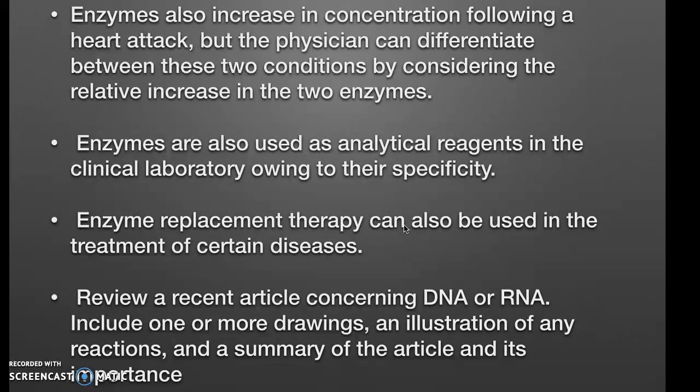They also include one or more drawings, an illustration of reactions, and a summary of the article and its importance. And so what that means is they've found enzymes across the board that have been able to aid, including our specific enzyme, in DNA and RNA defects, in heart attacks, as we learned, in pancreatitis, and inflammation of the liver. So these are all huge findings, and this specific enzyme has done wonders in helping the progression of DNA, even some with DNA.